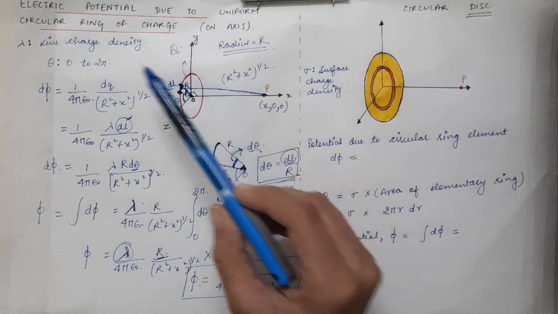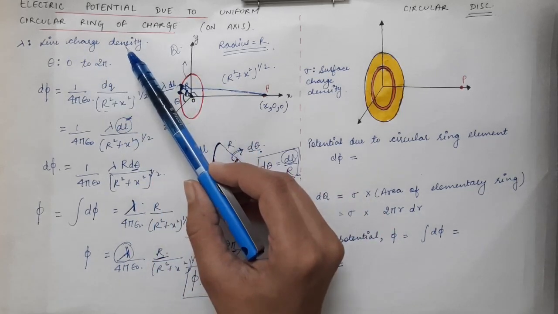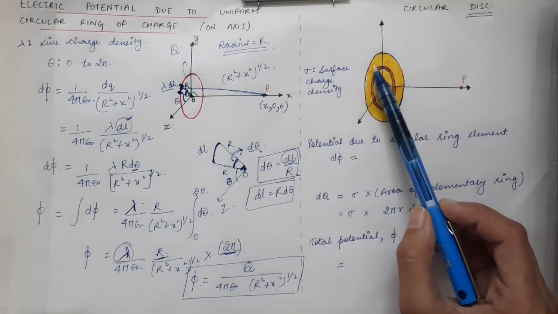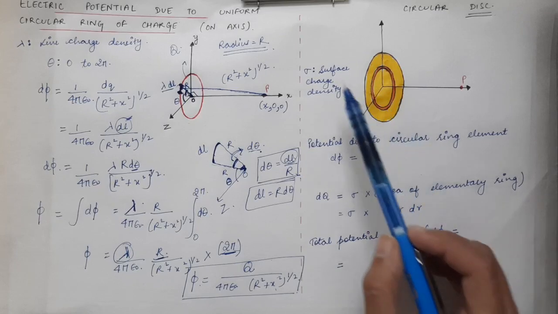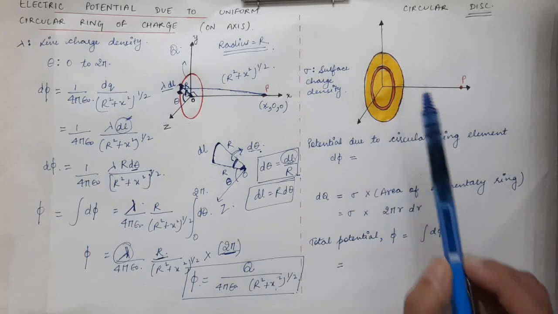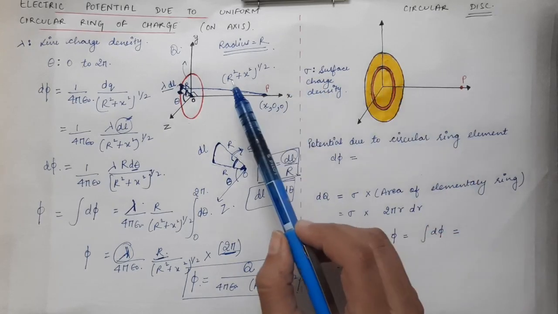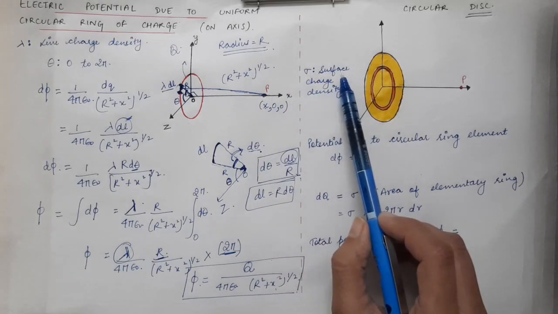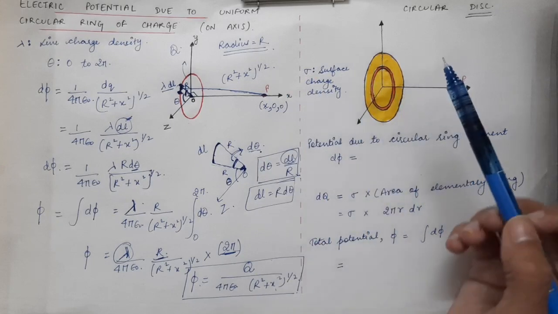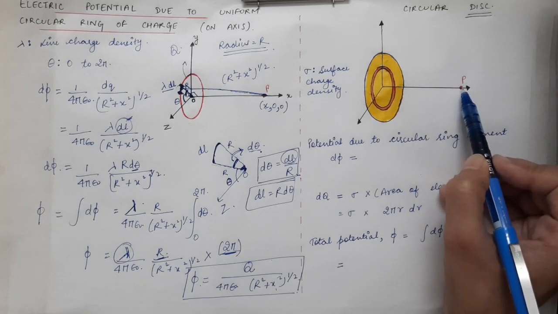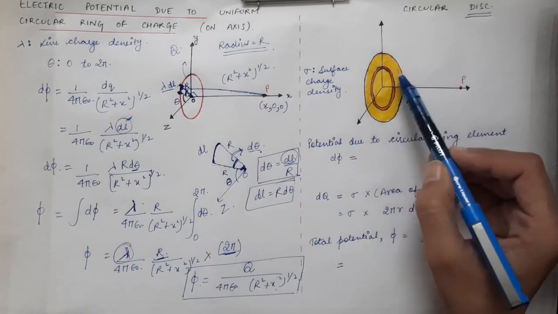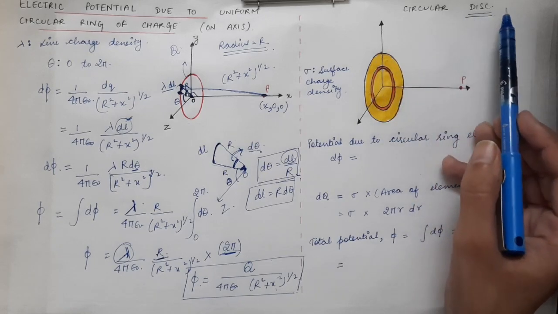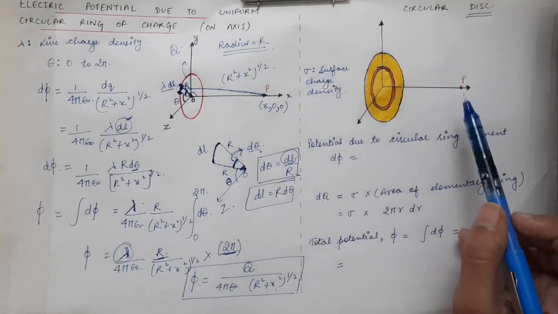In the previous case we defined line charge density lambda, and in this case the charge is distributed on the surface, so we define surface charge density in this article. This will be the difference between these two articles. Here we will define sigma, which is the surface charge density. Now, how do we find the potential at point P due to the charge on this circular disc, which is uniformly charged, meaning sigma will be constant?